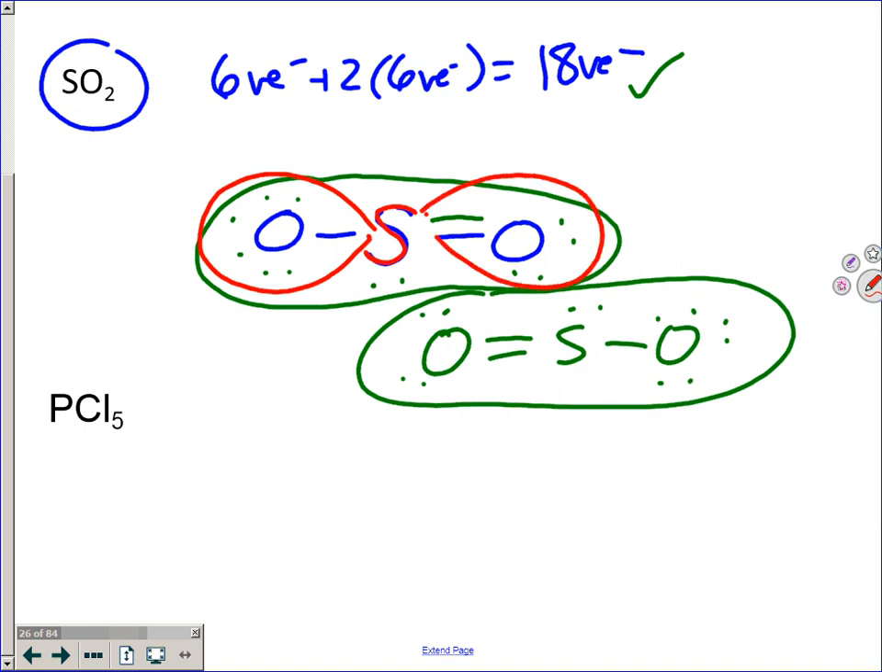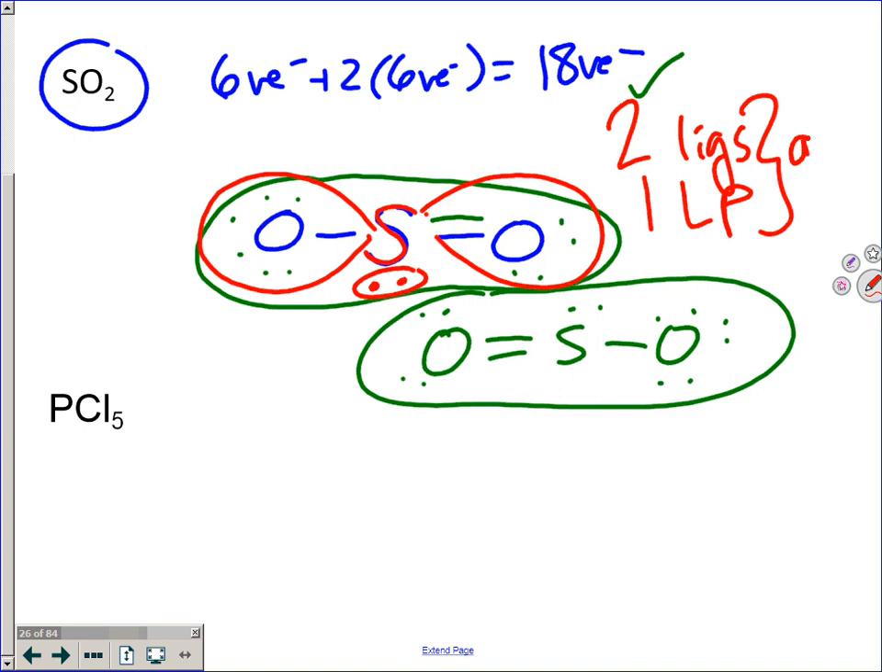So overall, how many ligands? 2 ligands, and everybody, how many lone pairs on the central atom? How many? 1. Just making sure you're with me. So there's 1 lone pair. So total that up, what's our geometry? 3. Bet you have 2 ligands and 1 lone pair. Look at your shape. It's bent, right? Isn't this bent?